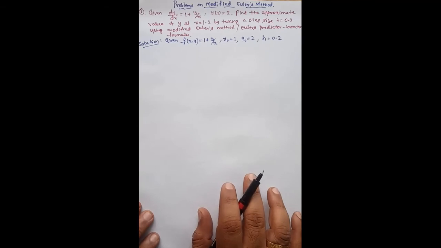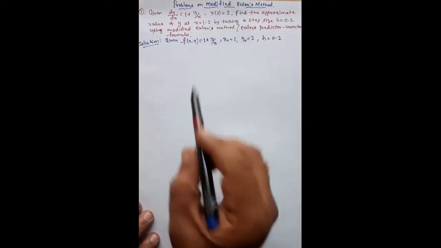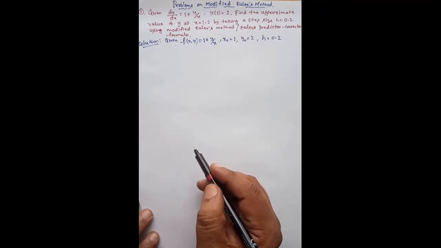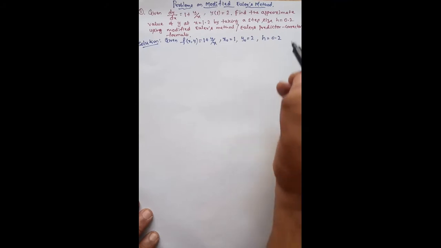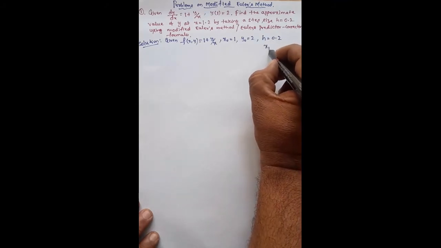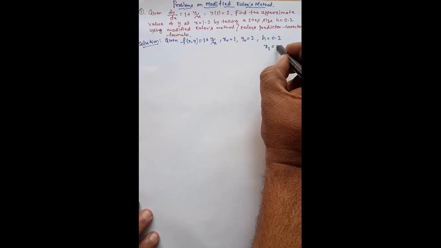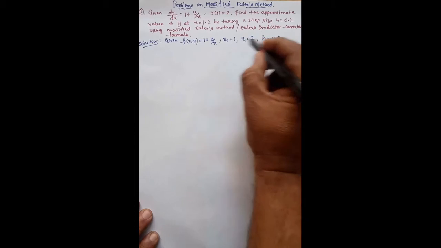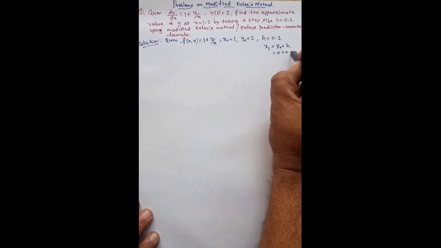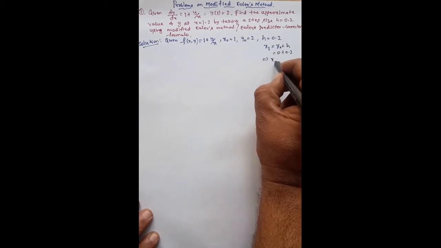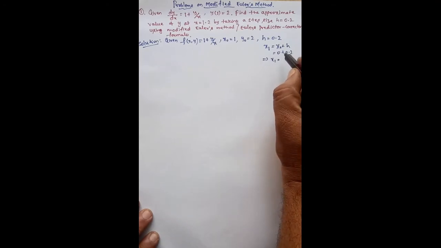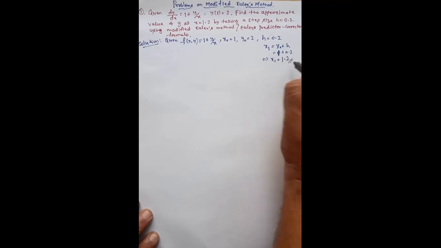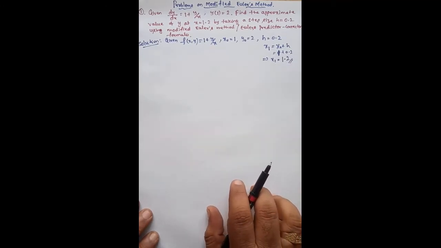So we know that while solving a problem on modified Euler's method, first we need to calculate x1. So what is x1 here? x1 equals x naught plus h. x naught is 1 and h is 0.2. So this implies x1 is 1.2. So this is the value of x1.